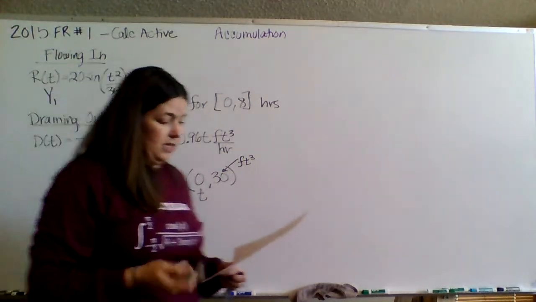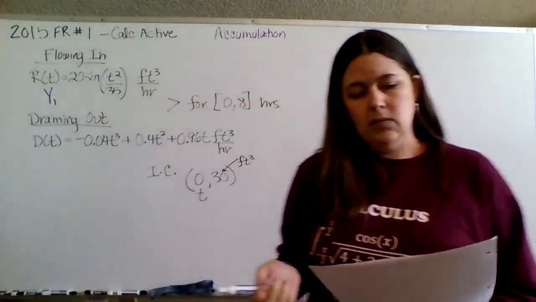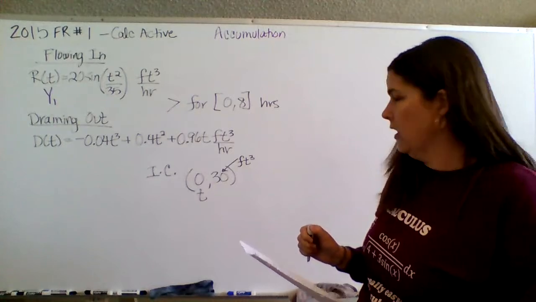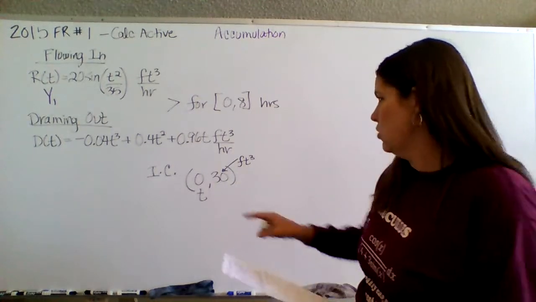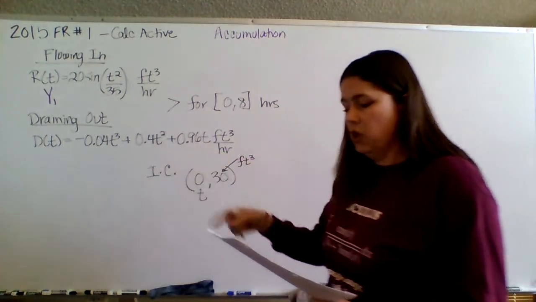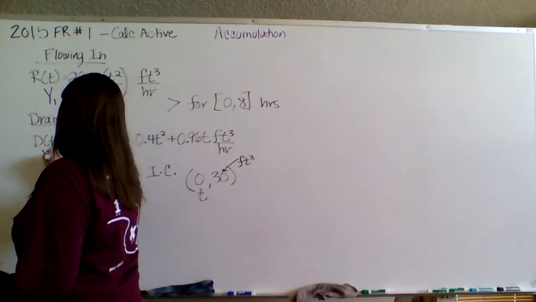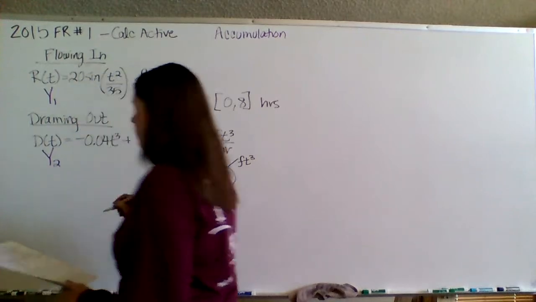And it says d of t, probably for draining out, right, equals negative 0.04 t cubed plus 0.4 t squared plus 0.96 t. Make sure you catch the t on the end of that. And that's cubic feet per hour. So this is another derivative that is about the rate that the water's going out. And I'm going to store that in y2.